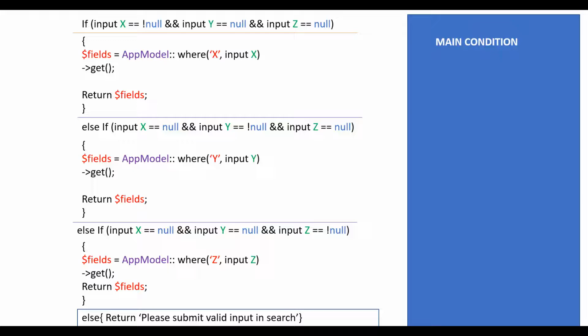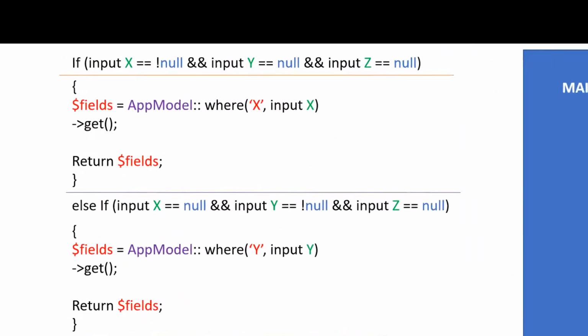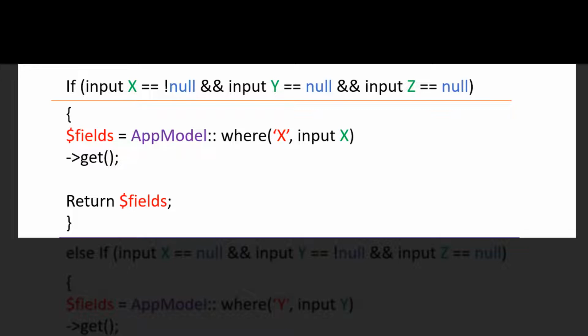So I'll start with the main condition because I have 2 conditions. The main condition you need to know is to check if any of the fields is empty and the other is not. So if X, let's say, which is for the title, the search input, is not null, and Y is null, and Z is null, so what do you do?